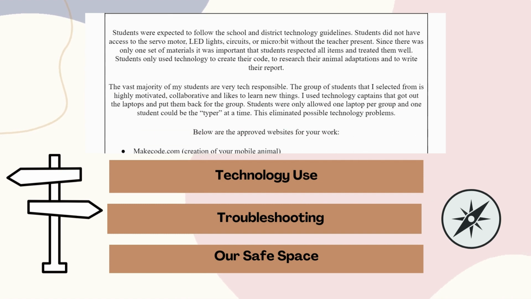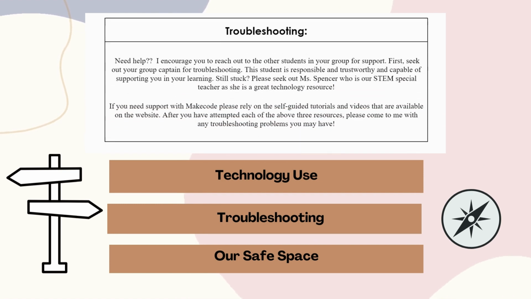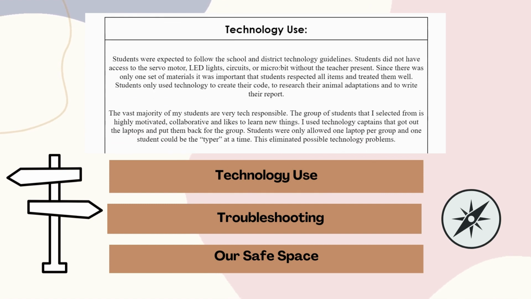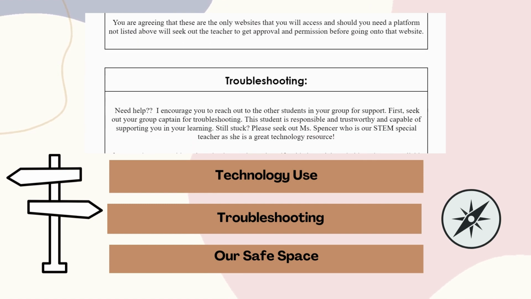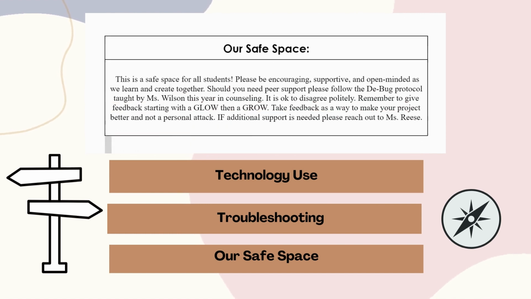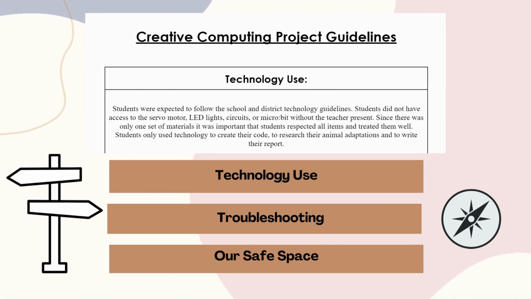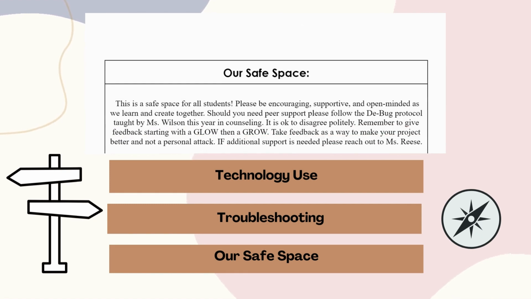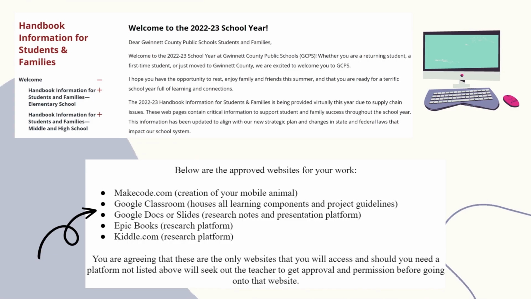The project guidelines and expectations were categorized into 3 sections: technology use, troubleshooting, and our safe space. Outlining and communicating clear guidelines at the onset of the project allowed me more flexibility in supporting student learning during work time, support their use of technology, and more importantly, allowed opportunities to give feedback on student progress and creative thinking. The computer and technology guidelines are based on the Gwinnett County Handbook information for students and families, as well as my established classroom expectations and procedures for using technology.